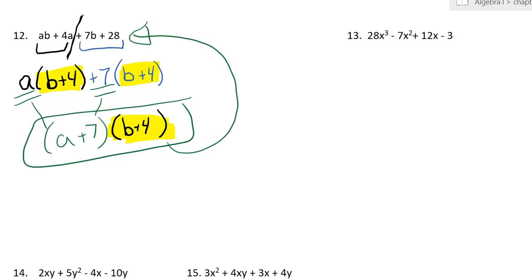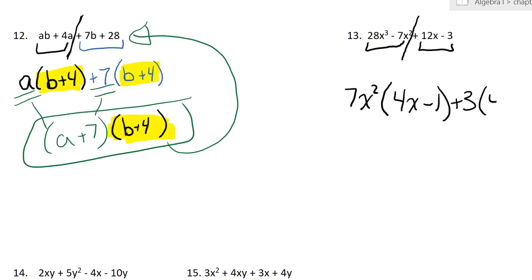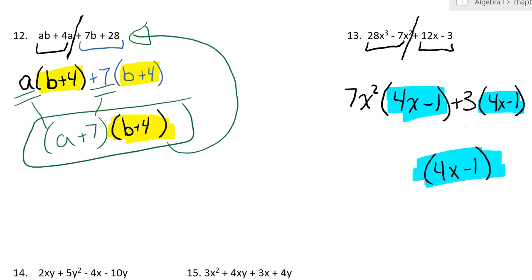I'm going to do the same thing with number 13. I'm going to split it down the middle. I'm going to look at what GCF I can take out of those 2, which is a 7x squared. And so I'm left with 4x minus 1. And then here, I can take out a positive 3, and I'm left with 4x minus 1. And I'm going to regroup that. 4x minus 1 gets grouped together, and the 7x squared plus 3 gets grouped together.